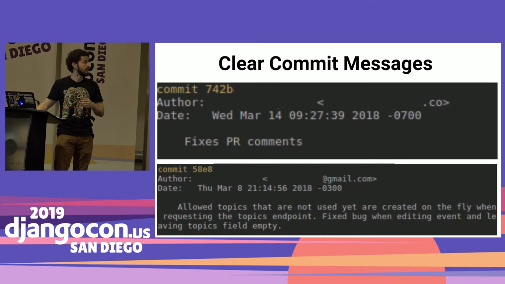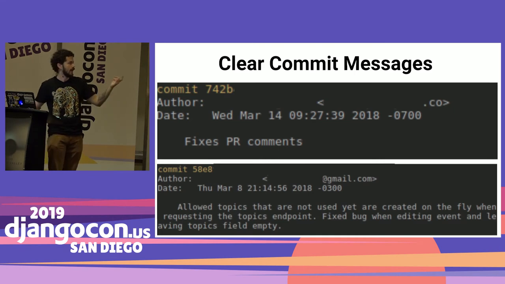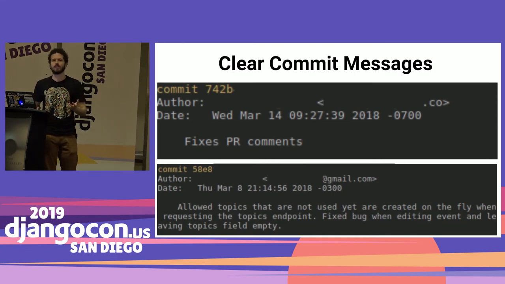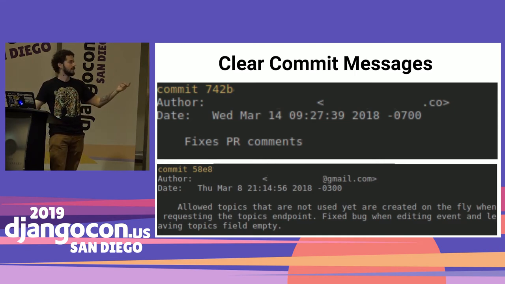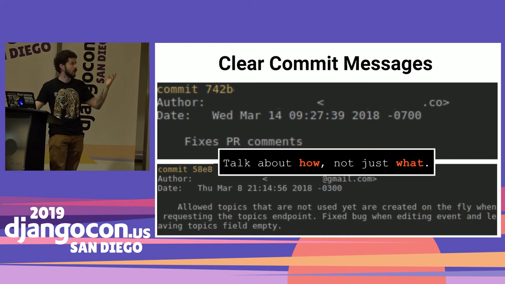Also try to always write clear commit messages, so avoid the first one, the top one, which just says fixed PR comments, and write maybe a paragraph, which is going to take you like 30 seconds to write, and it makes it clear what were the changes you did. So maybe if you want to go back in time and revert back to some commit, you know where the change was made, what was done there. And it really helps in the overall organization. So remember to talk about how, and not just what you did.